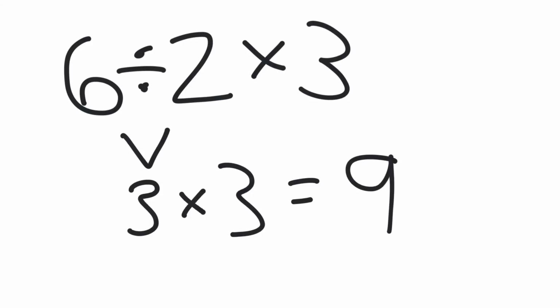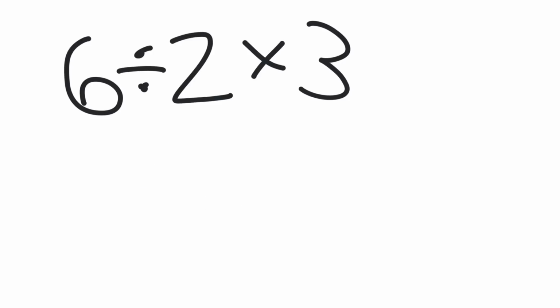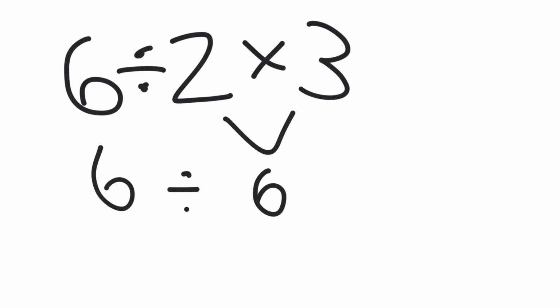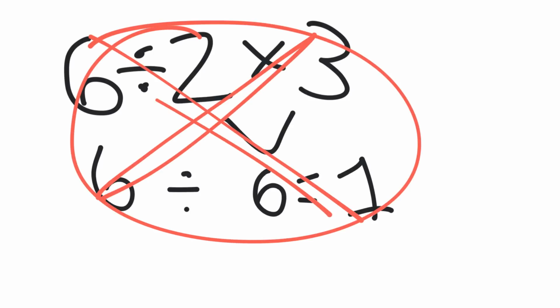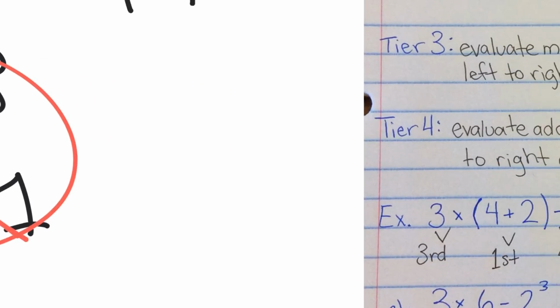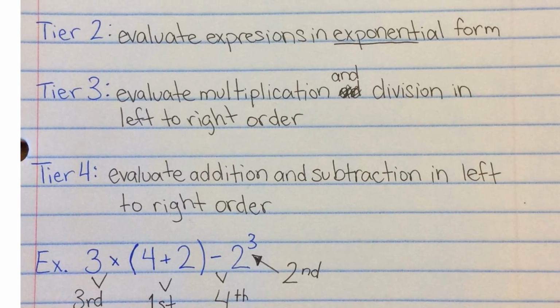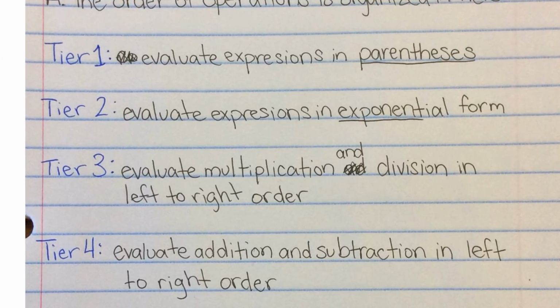You do not do it the other way, where you do the multiplication first, and you come over here and say 2 × 3 is 6, bring down your 6 ÷ 6, that's 1. This is not correct. Don't do it like that. Anyway, we'll come back to our notes. That's tier 3.